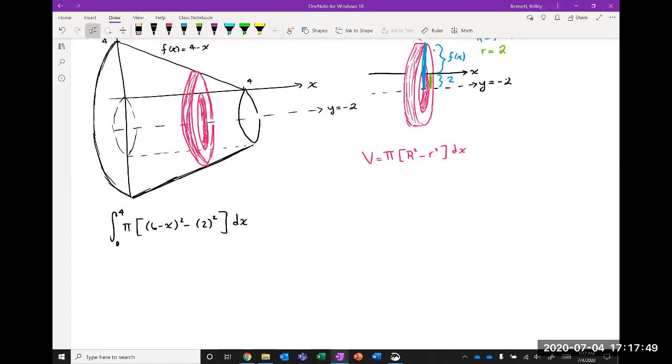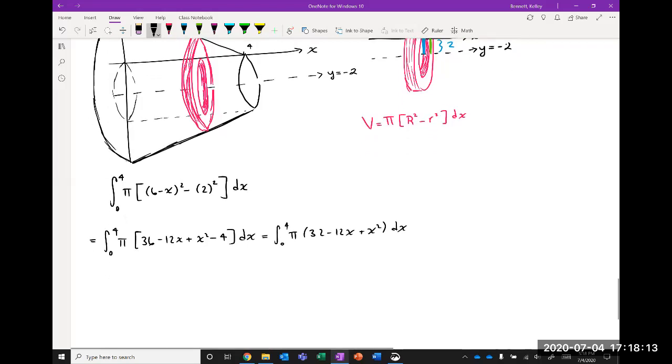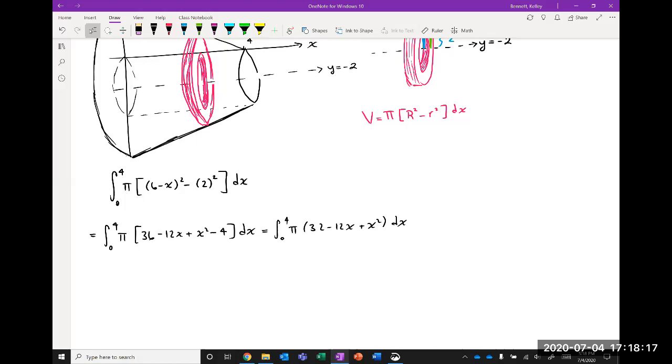So what do we get here? Let's expand and then simplify. So we'll get 36 minus 12x plus x squared minus 4. So that'll put us at pi times 32 minus 12x plus x squared. And this is another really straightforward integration. So we'll get pi times 32x minus 6x squared plus 1/3 x cubed from 0 to 4. All the zeros were canceled, so I can just plug in 4, and then I'm going to get 160 pi over 3. And that's it.